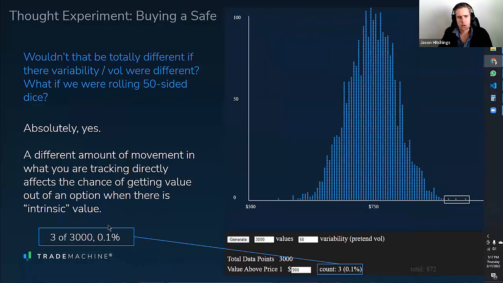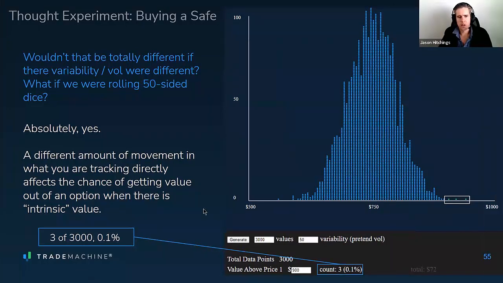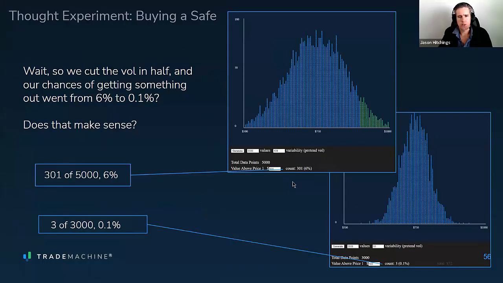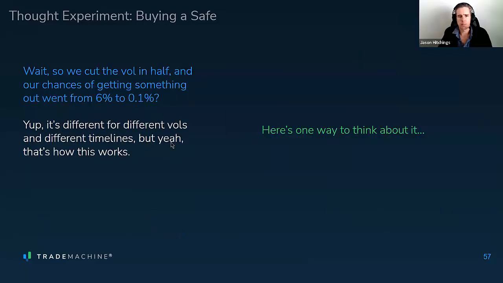So when you have the same 900 strike call on the value of the safe, when you cut the volatility in half, the value goes from 6% to 0.1%, 1/60th as much. Do we think that makes sense? You cut the volatility in half, and all of a sudden it's 1/60th as common to occur. Well, this is giving us an intuition about how the options world really works.